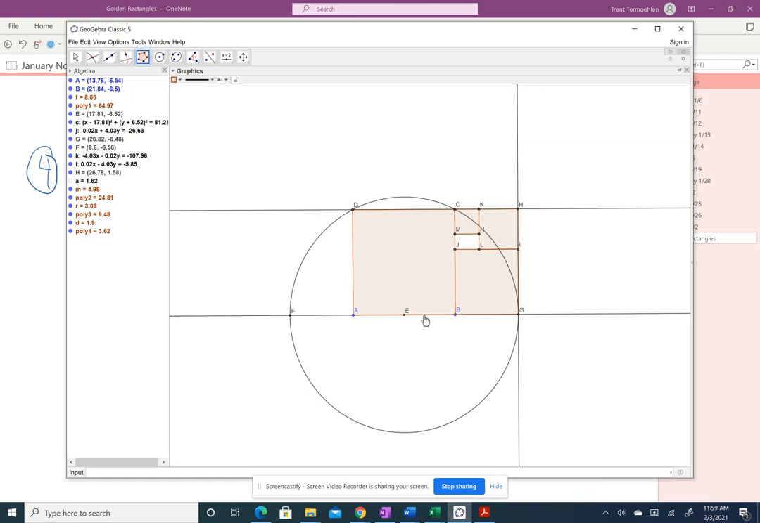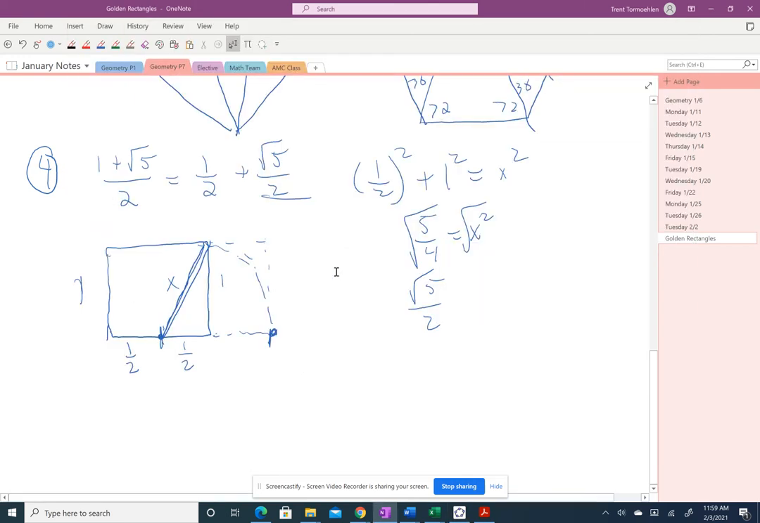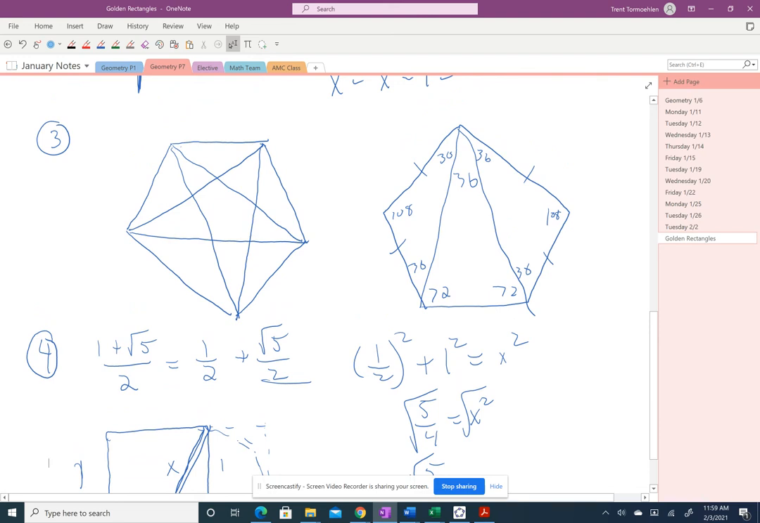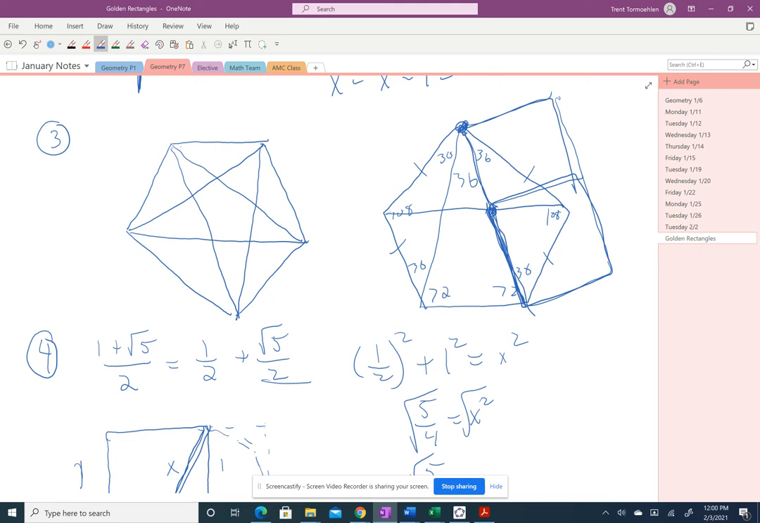The other way you can construct it, I'm not going to do that on GeoGebra, but you can also take the pentagon. And it turns out that when you draw in these, the ratio of this length to this length is the golden ratio. That golden ratio is called phi. And so if you take a square off of that length, and then you complete the rectangle by doing a perpendicular off of that point, that is a golden rectangle as well. So you can use a regular pentagon to create a golden rectangle as well.